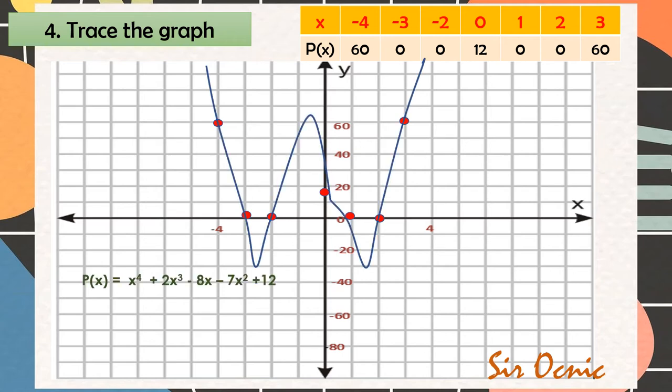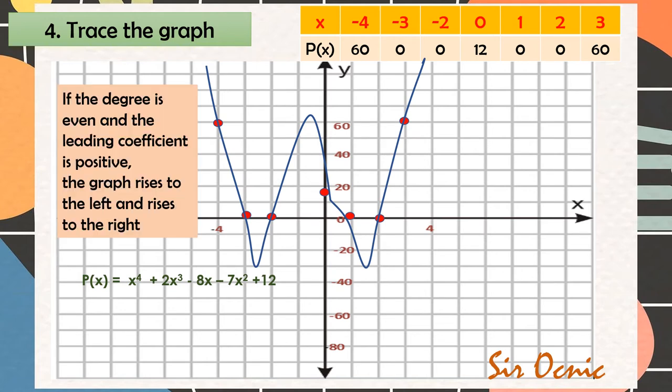This is now the graph of p of x equals x to the fourth plus 2x cubed minus 7x squared minus 8x plus 12. If the degree is even and the leading coefficient is positive, the graph rises to the left and rises to the right. That is according to the end behavior of each polynomial function.